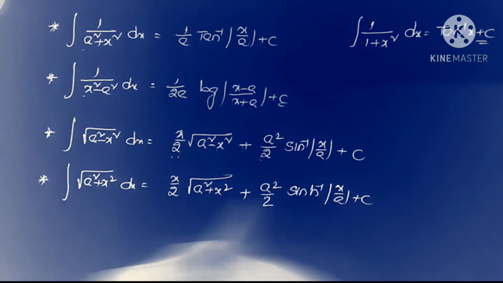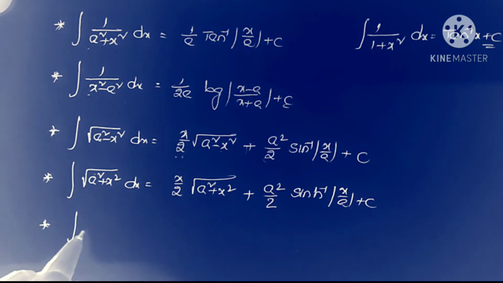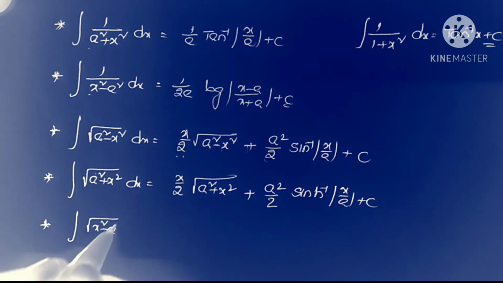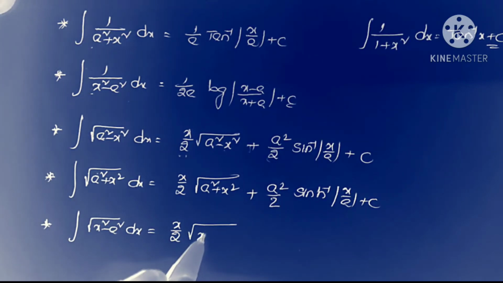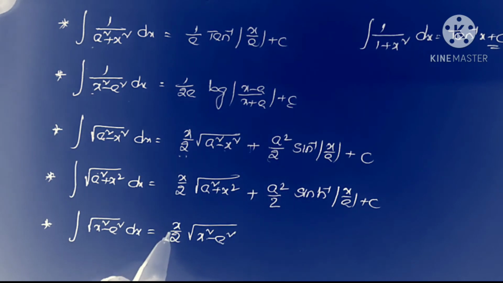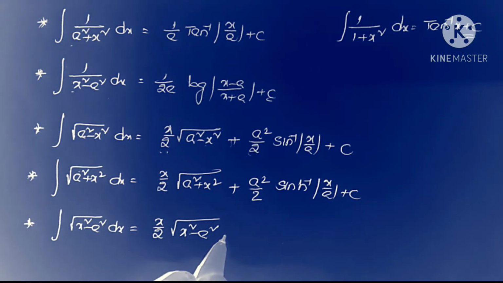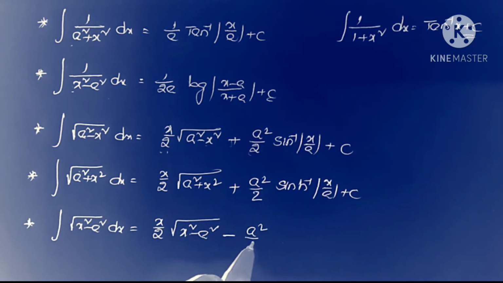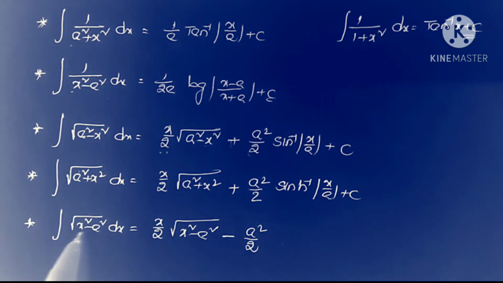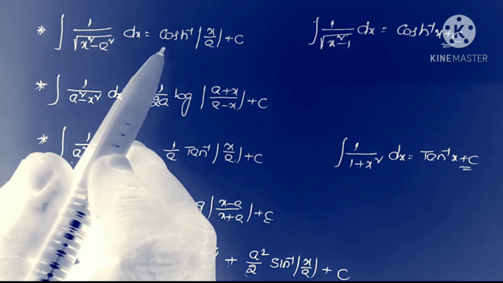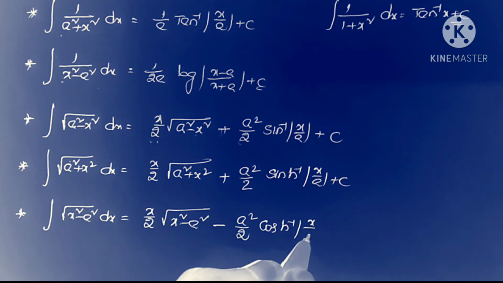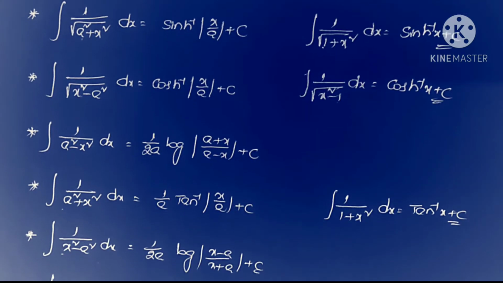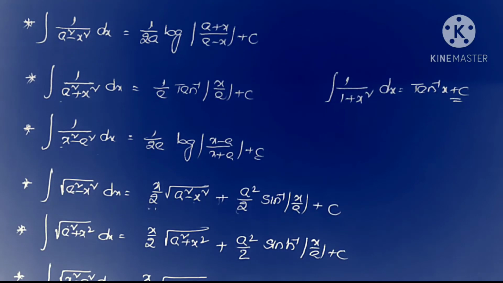And the last formula, integral square root of x square minus a square dx. Now this is equal to, here also the first term is x by 2 into the given problem, x by 2 into square root of x square minus a square. And here we take the minus sign, minus a square by 2 into 1 by square root of x square minus a square. What is the answer? Cos h inverse x by a. Now we replace that value here, cos h inverse x by a plus c. That's all. These are very important formulas.